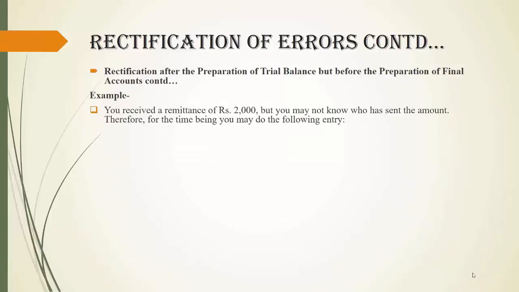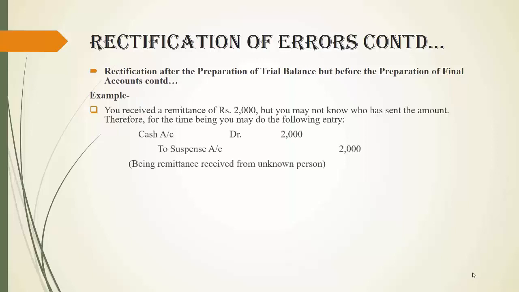You received a remittance of rupees 2000, but you may not know who has sent the amount. Therefore, for the time being, you have to do the following journal entry. Because of lack of information, as we do not know who has sent the amount of rupees 2000, we have to open a suspense account. So the journal entry will be cash account debit to suspense account rupees 2000. And once you have received the information that it has been sent by Mr. R, you have to close the suspense account.